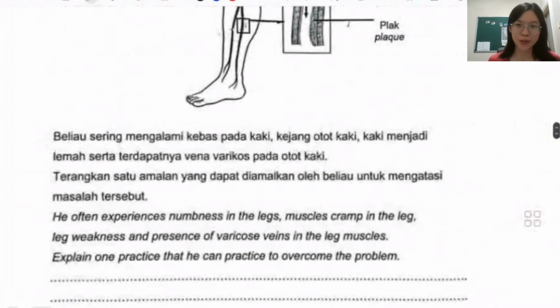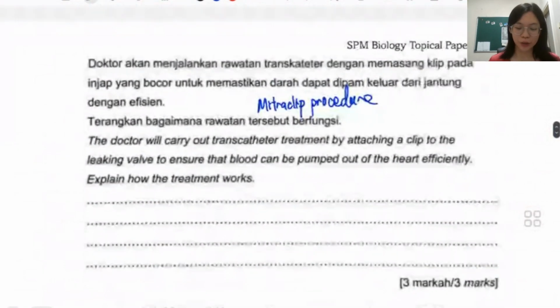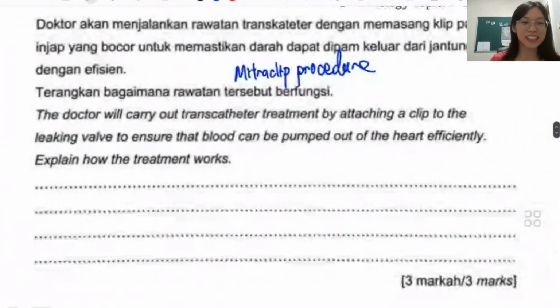So when I keep mentioning preventing the backflow of blood, you know how it works already. So we can explain it in this way.